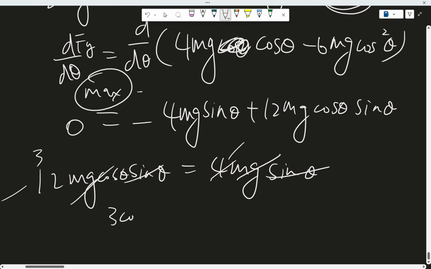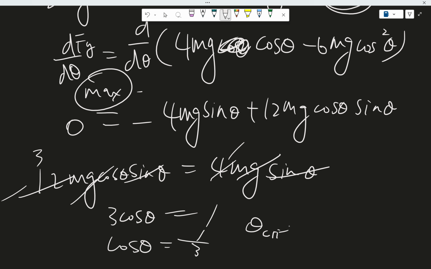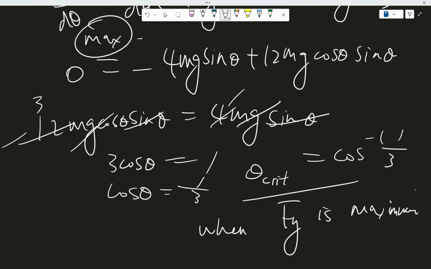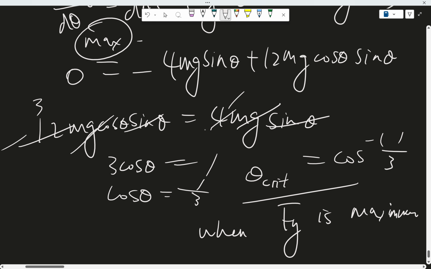So then we have 3 cosine theta equals 1, and so cosine theta equals 1 over 3, and so theta critical is inverse cosine of 1 over 3. This is the critical angle when Fy, the upward force, is maximum. And using that, we can get the expression, and we can be sure that that is the maximum. So let's plug it back in.